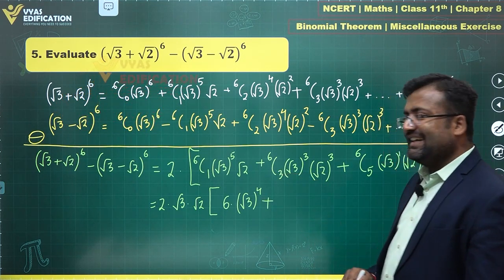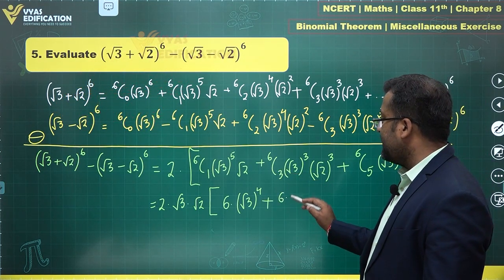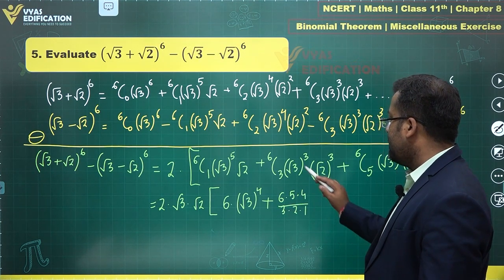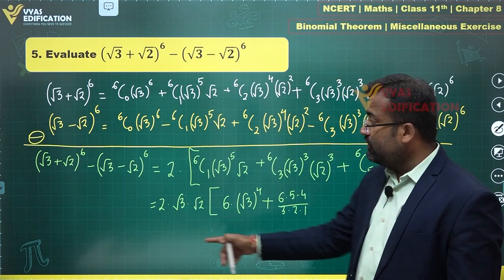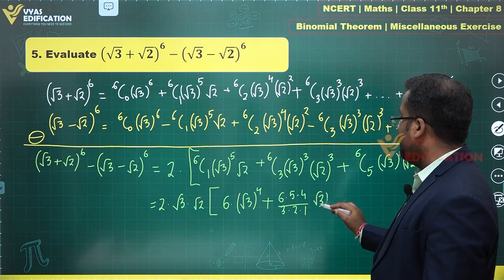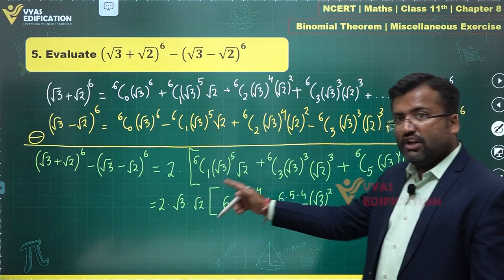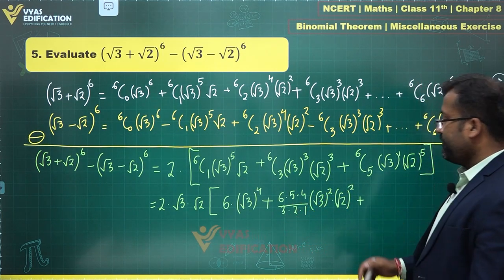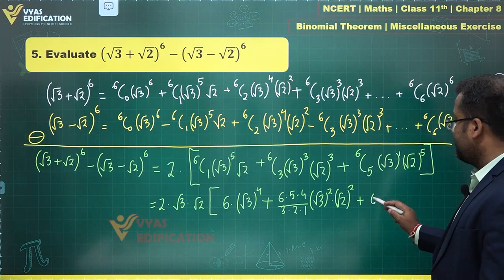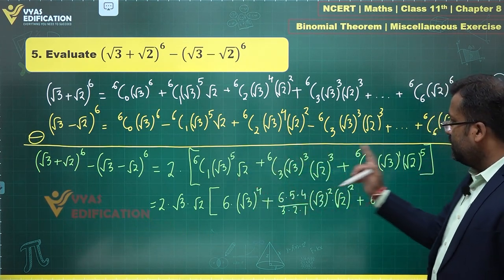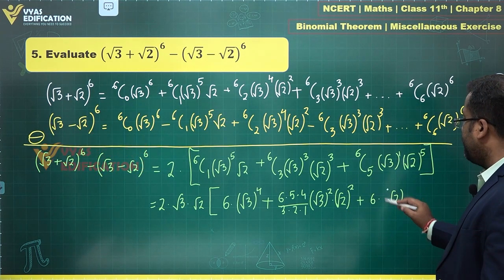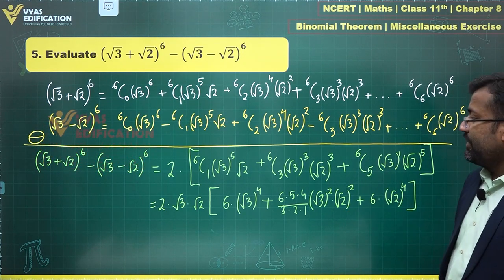Next, 6c3. What is 6c3? 6c3 is 6 times 5 times 4 upon 3 times 2 times 1. One root 3 has already gone out, so root 3 square will remain over here. One root 2 has already gone out, so this will remain as root 2 square. Plus 6c5 is 6. Root 3 has gone out, root 2 power 1 has gone out. What will remain is root 2 square power 2. This is what will remain, right?